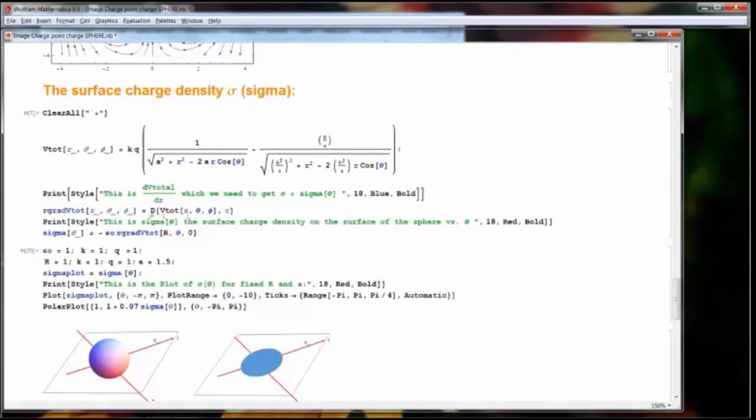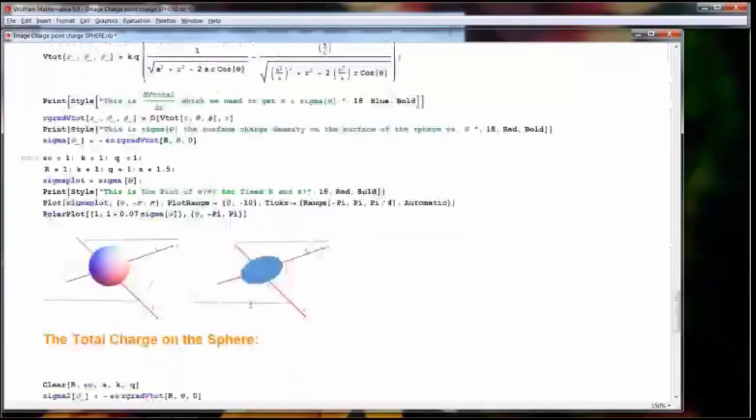We take our gradient. In this case I've just taken the derivative with respect to V total. Here's our sigma. This is the charge density as a function of theta. Because of the symmetry of the problem, it only depends on the angle theta. It does not depend on r because we're at r equal capital R. It does not depend on phi because of the symmetry. To plot this, we have to assume values, of course, and we'll show you what that looks like right here.